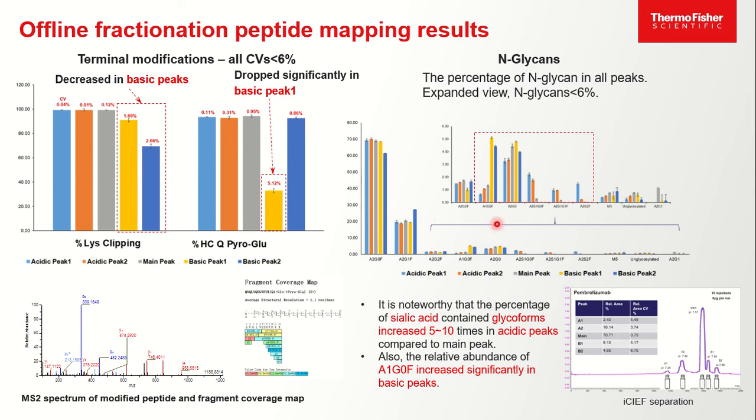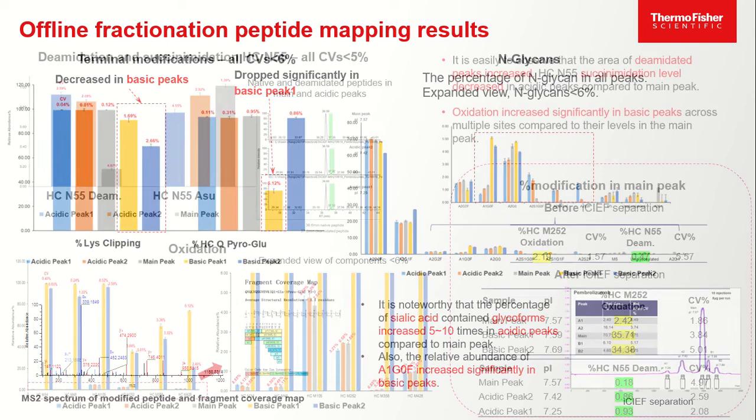The right figure is the percentage of N-glycan in all peaks, and it is noteworthy that the percentage of sialic acid-containing glycoforms increased 5 to 10 times in acidic peaks compared to the main peak. Also, the relative abundance of A1G0F increased significantly in basic peaks.